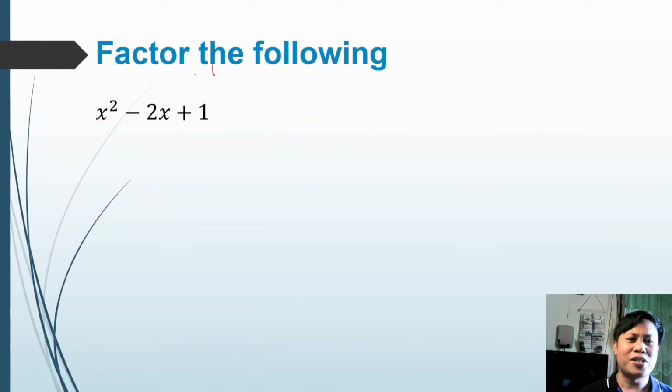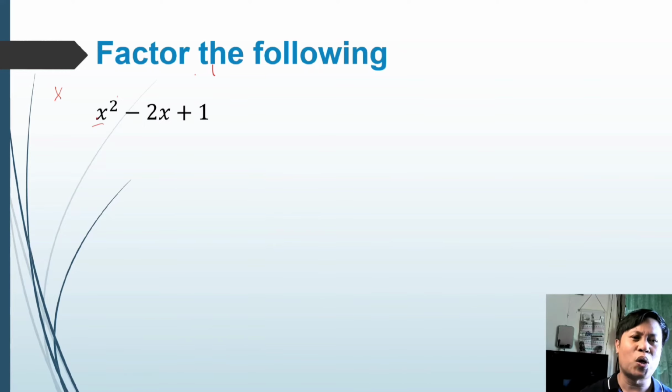Okay, let us now have examples on how to factor a perfect square trinomial. For example, you have x squared minus 2x plus 1. Is this a perfect square trinomial? So, let us verify. For x squared, what is the square root of x squared? It is x. So, x squared is a perfect square. A perfect square means that when you take its square root, the result is exact. For example, the square root of 4 is 2, because 2 times 2 is 4, so 4 is a perfect square.